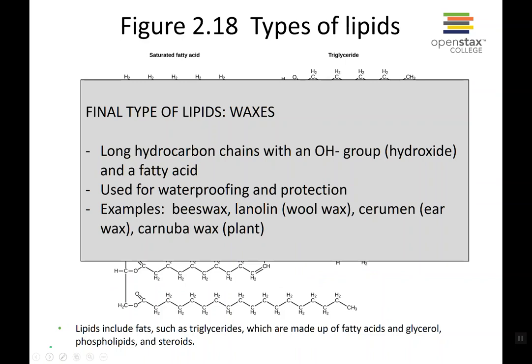And finally, waxes. So these are long hydrocarbons, so more than 12 to 18 carbon chains, and they have a hydroxide group and a fatty acid. And these are used for waterproofing and protection. So beeswax is a kind of wax.